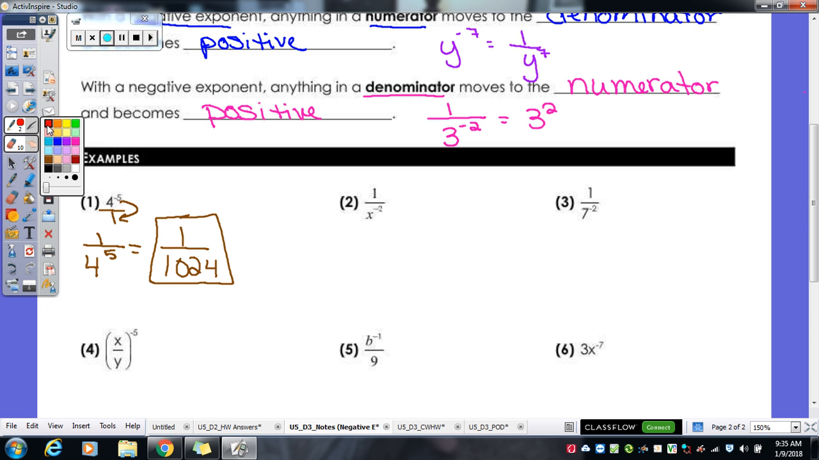All right, so looking at number 2, we have 1 over x to the negative 2. So my negative exponent is in the bottom this time, so I need to move it where? Up top. So this becomes x to the positive 2. It would be over 1, but again, we don't have to write the over 1. So it would just be x squared. Our third one, 7 to the negative 2, is in the denominator, so it moves where? Up top. So that would become 7 to the positive 2, and again, it would be over 1, but I don't have to write that part. So we just have to figure out what is 7 squared. 49.